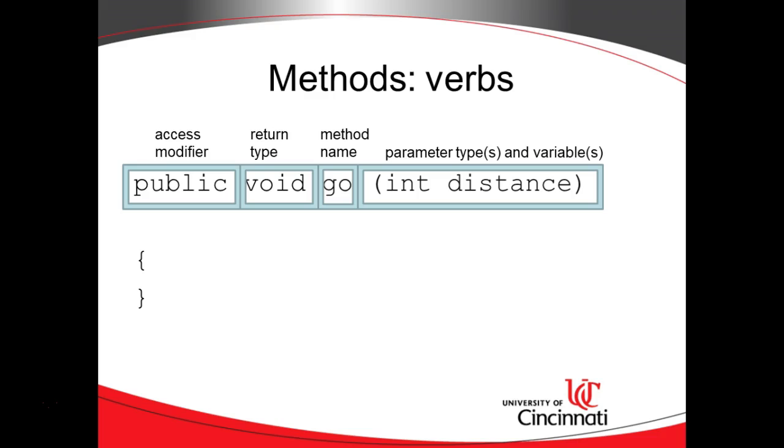You might call a 1-800 number and then be directed to extension 200, something like that. The 1-800 number that you're calling is the access modifier, return type, and method name. The extension is the parameter and the variable, and that tells you who's actually going to pick up the phone.